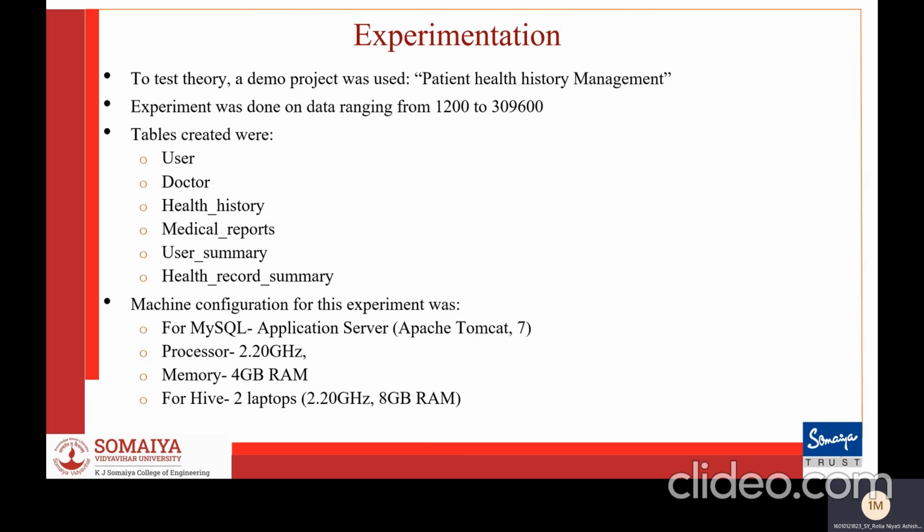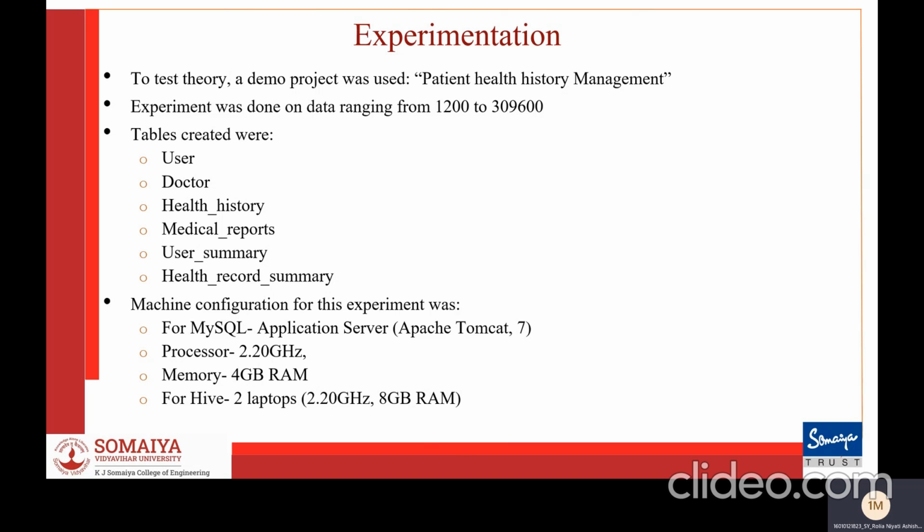This experiment was done on data ranging from 1200 to 3,09,600 size. In this experiment, the following tables were created: user, doctor, health history, medical reports, user summary, and health record summary. Each table had attributes like ID, first name, last name in user, and qualification, experience, etc. in doctor. Health history included type of disease, date of issue, etc.